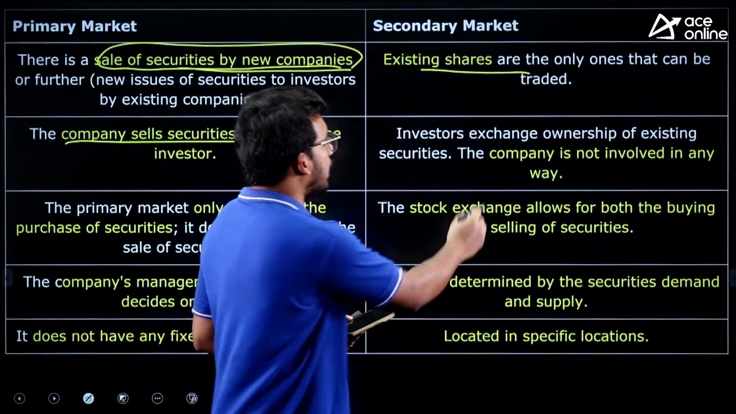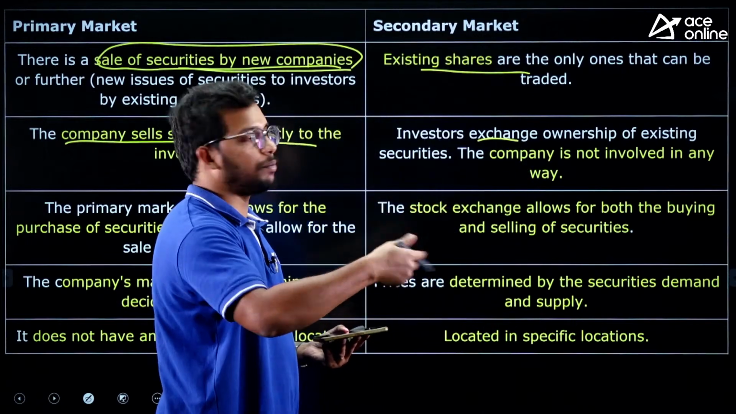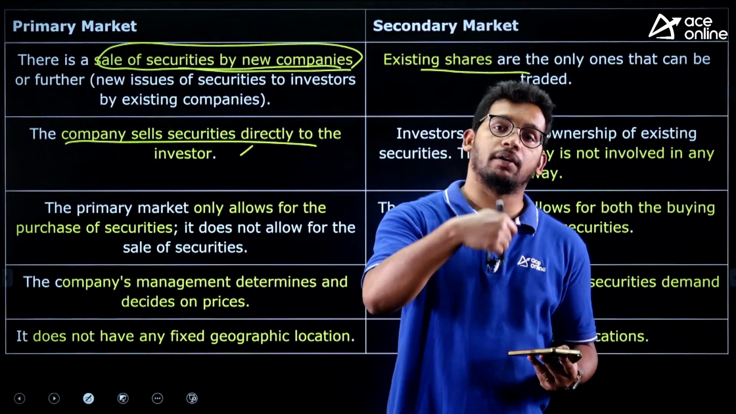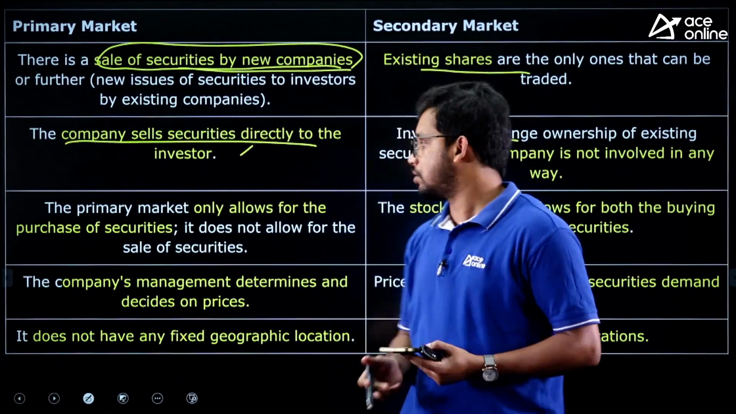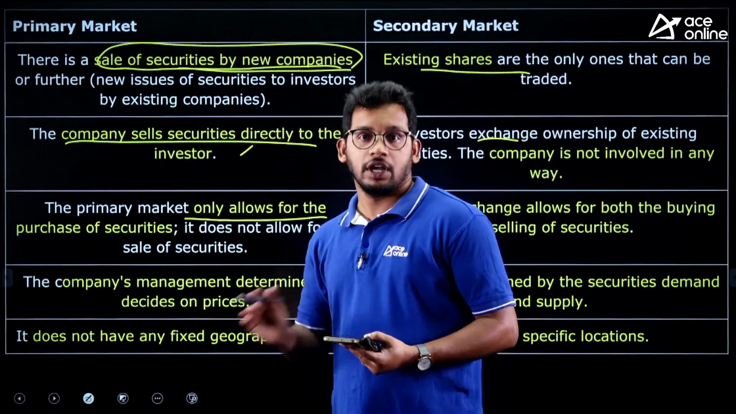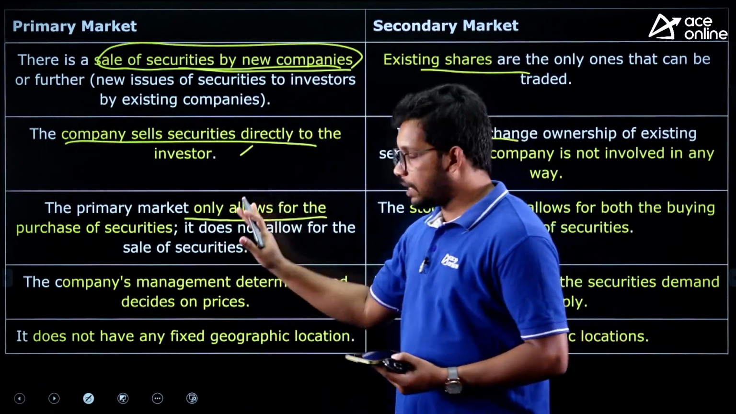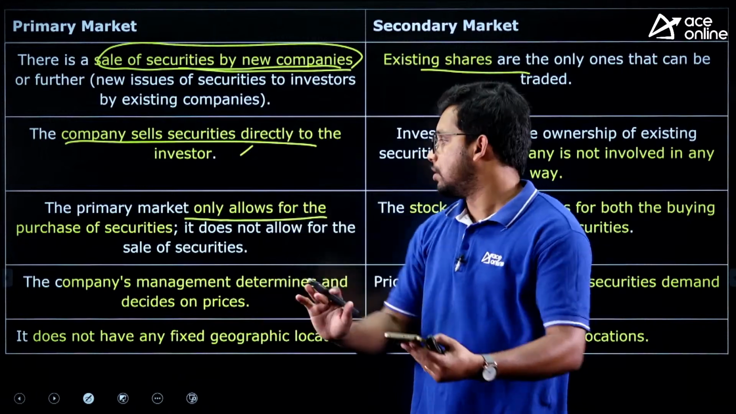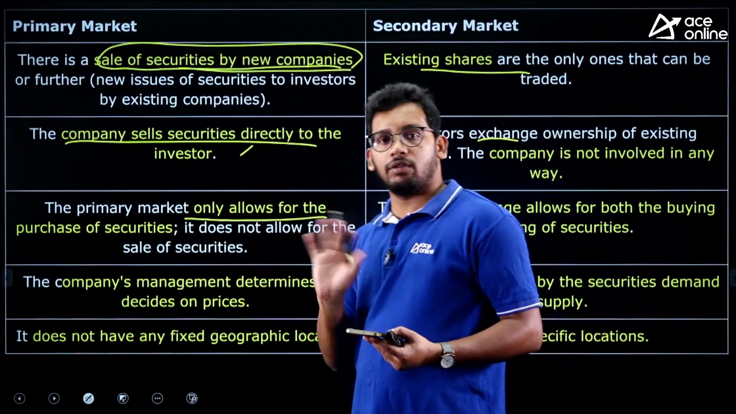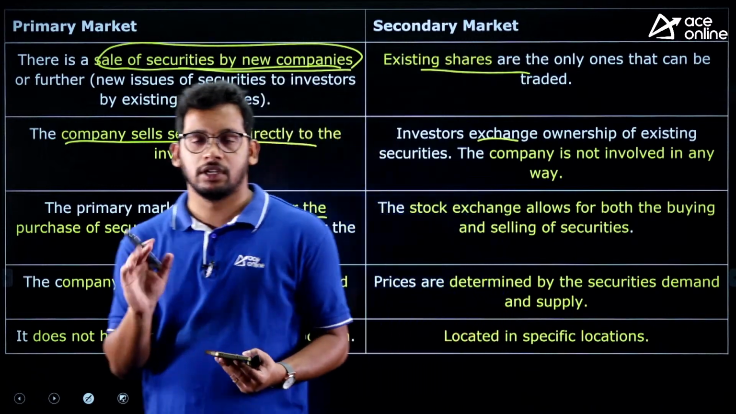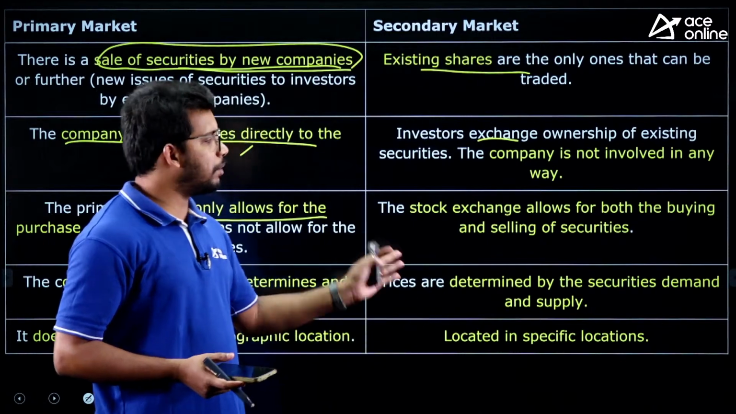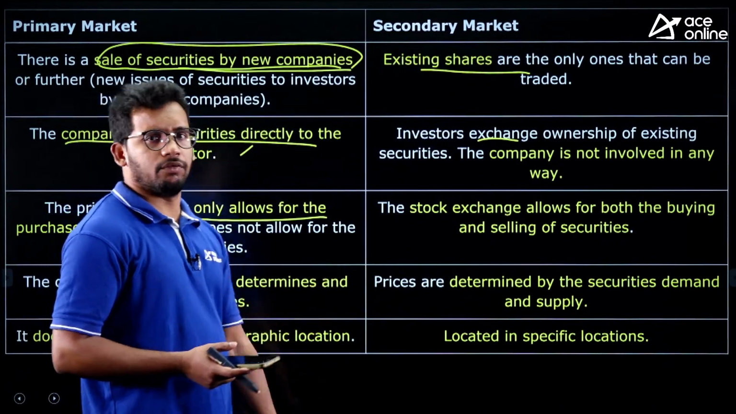And in the secondary market, investors exchange ownership between themselves. There is no company involved. The company is only involved in the primary market when they are first releasing their shares. The primary market only allows for purchase of securities. There is no selling. Primary market means the company itself is allowing for purchase of securities. So there is no selling involved in the primary market, only purchase. The first person will purchase from the company. But in the secondary market, both purchase and selling can be involved. Alright.